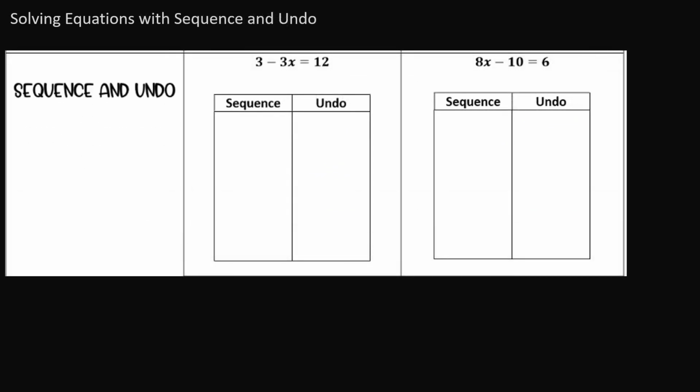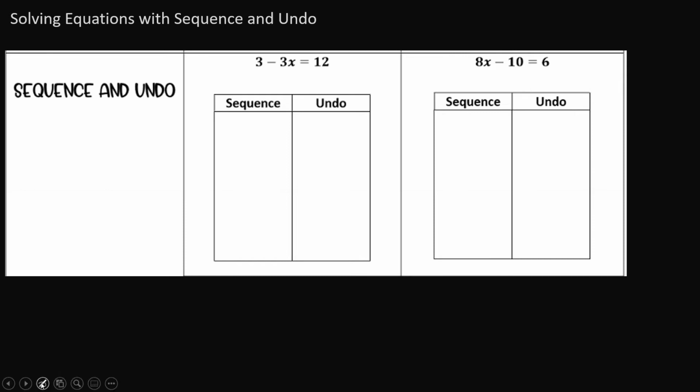Now let's try solving two-step equations in another way, using sequence and undo. Really, sequence and undo is doing the exact same thing as that traditional method. However, it's just written in a different way. We're using kind of a linear method. So let's talk about the table itself. The sequence side of the table just demonstrates what happened to x to create this equation in the first place. The purpose of the undo side is to undo each of the actions that happen to x in the sequence column.